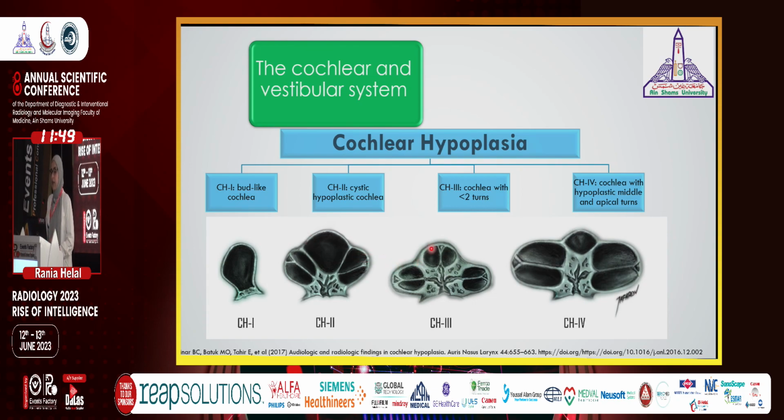Type 3 is a cochlea that is short, less than 2 turns. As you can see here, it has modiolus and has the shape of the cochlea, but it's small. And type 4 is a cochlea with hypoplastic middle and apical turn. The basal turn is okay, but the apical turn and the middle turn are small, hypoplastic.